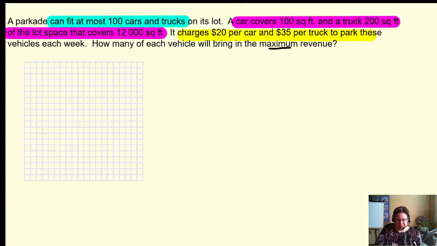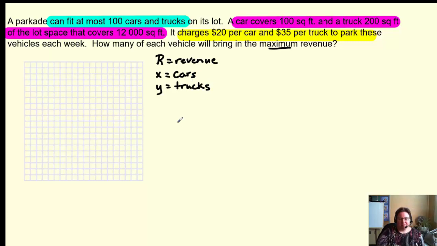So I need to set up my variables. I'm going to have R for revenue. I'm going to have an X, and I'm going to have a Y for my graph. Now in this particular case, it looks like I've got cars and trucks for the number that I can put on, and I've got cars and trucks for the square footage. So it looks like my X and my Y are going to be my cars and trucks. I look to see what's repeating in each section.